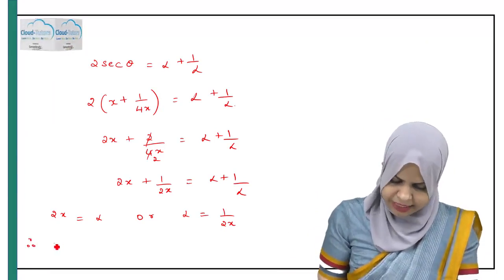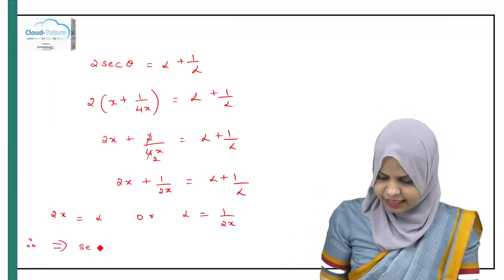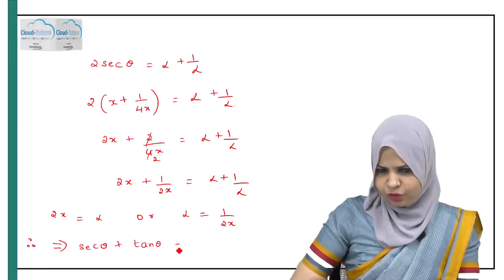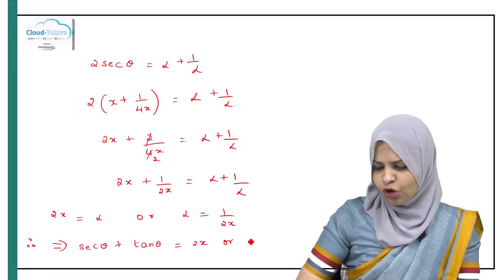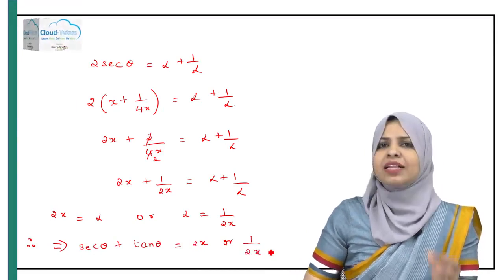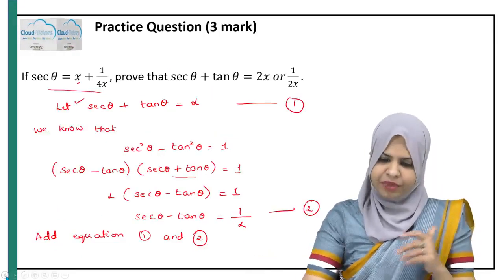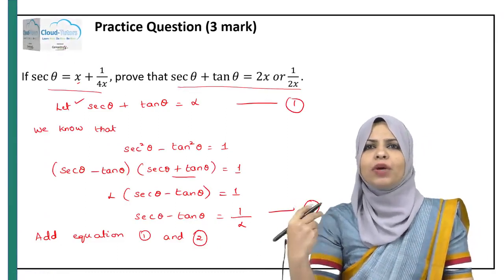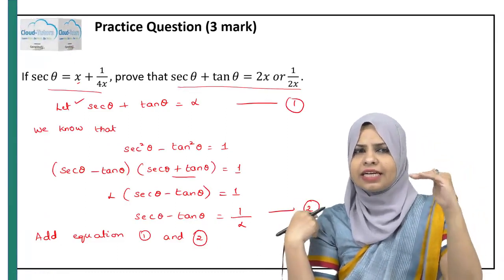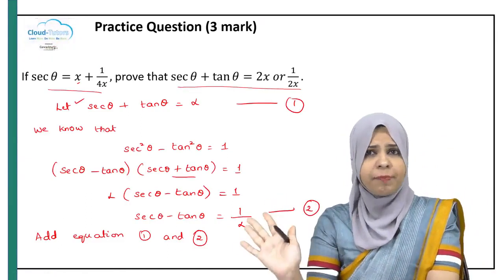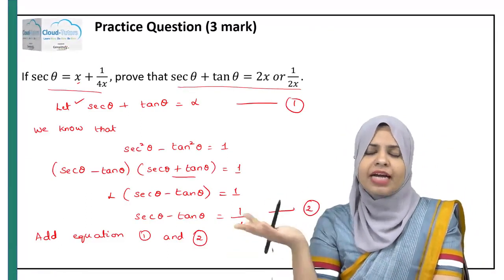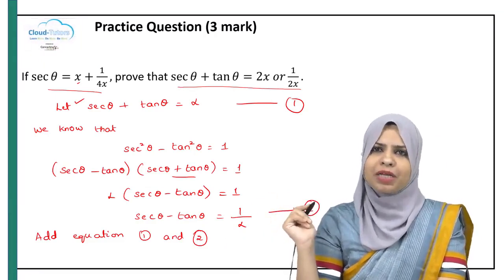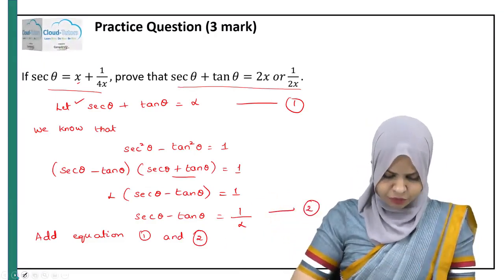Therefore, it implies that secant theta plus tan theta is equal to 2x or 1 by 2x. That is what we had to prove, right? Prove that secant theta is equal to 2x plus 1 by 2x. We started with secant theta and tan theta with an assumption alpha, and we went ahead and proved that that is equal to 2x or 1 by 2x. Clear? Okay, great. Let's move to the next question.